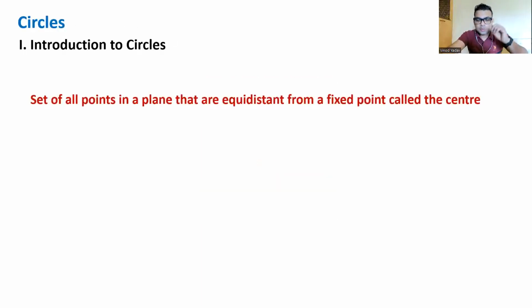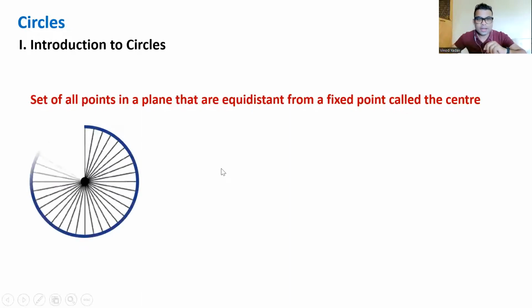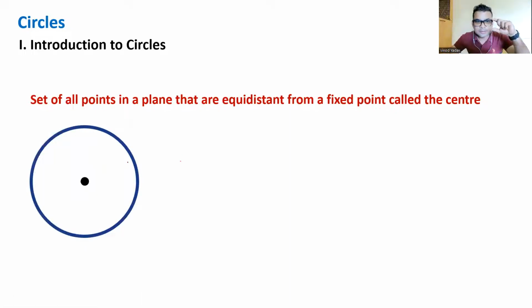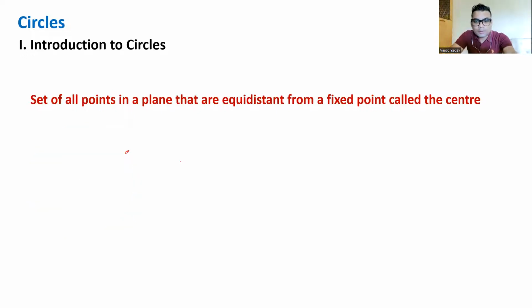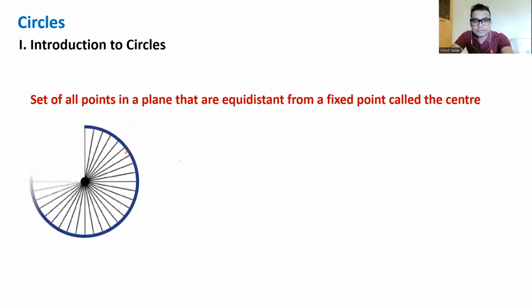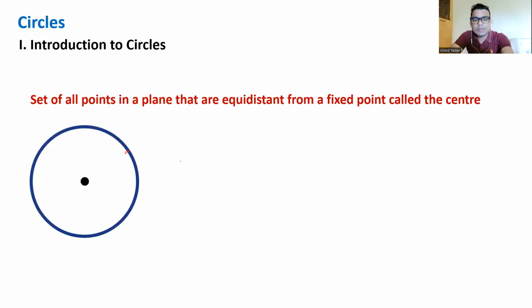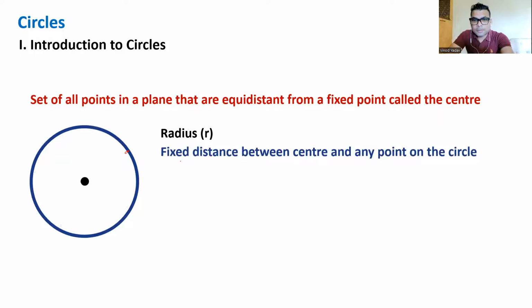So you know very well how a circle is formed. You take a fixed point and you think of a fixed distance. Then keep joining all the points which are at that same fixed distance from that fixed point. So the radius is that fixed distance, and that fixed point is the center.